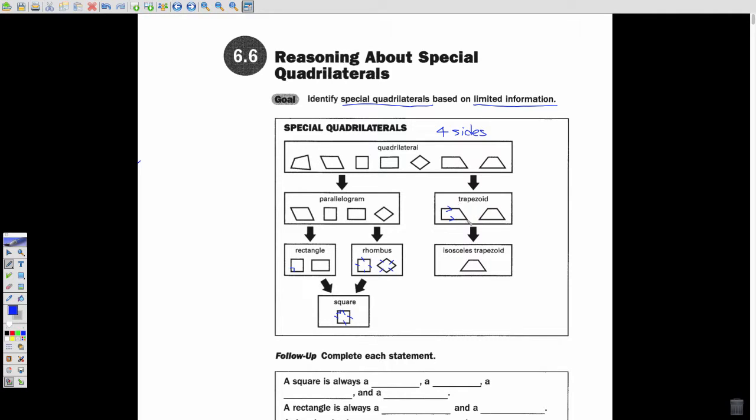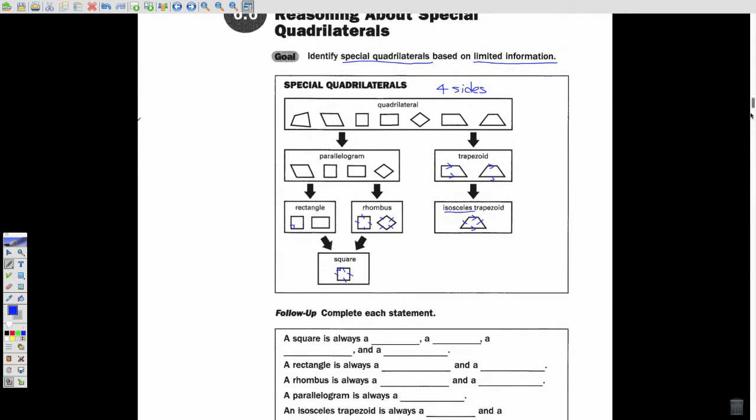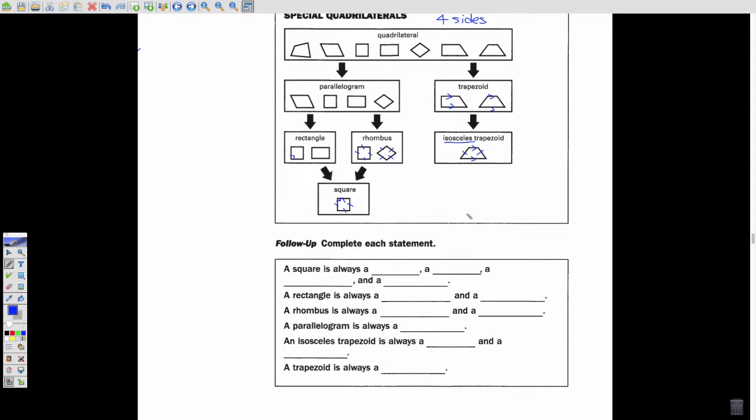And lastly, on this side, for a trapezoid, the top base and the bottom base are parallel by definition, but if the legs are congruent, I would have an isosceles trapezoid. So those are the classifications of the special quadrilaterals. These more specific ones at the bottom here, the parallelogram, rectangle, rhombus, square, trapezoid, and isosceles trapezoid, are called special quadrilaterals.